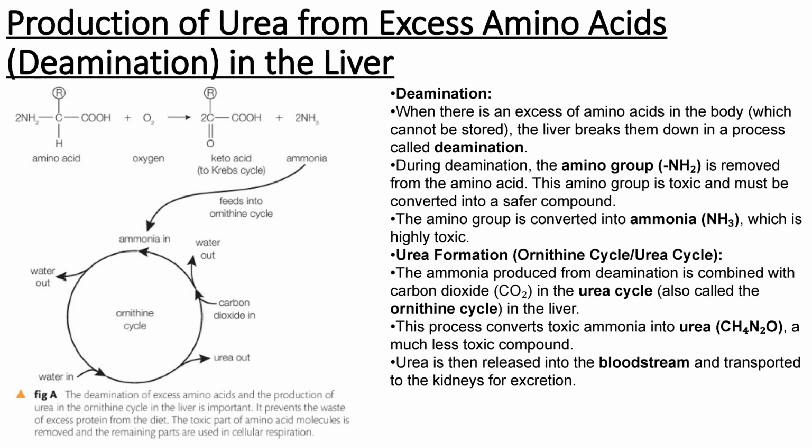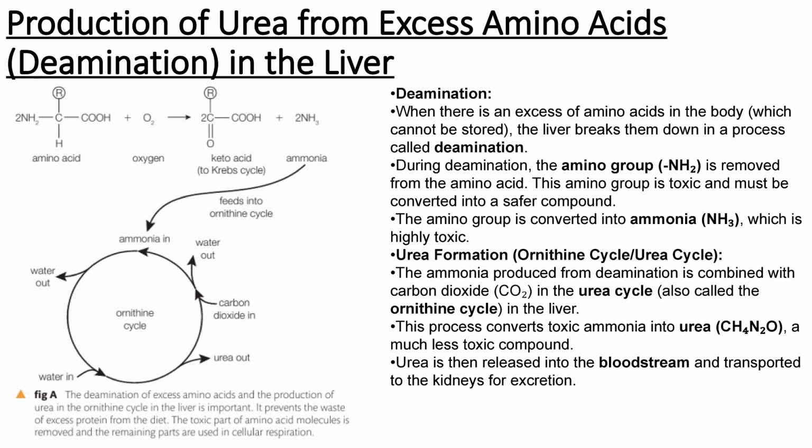In this process, what happens? The amino group, which is the NH2 group, is removed from the amino acids. This amino group is then converted into ammonia, NH3, which is highly toxic for our body. The general equation for this deamination is amino acid plus oxygen gives us keto acid and NH3, ammonia. The keto acid is the remaining part of the amino acid and can be used in respiration or converted into glucose or fat for storage.